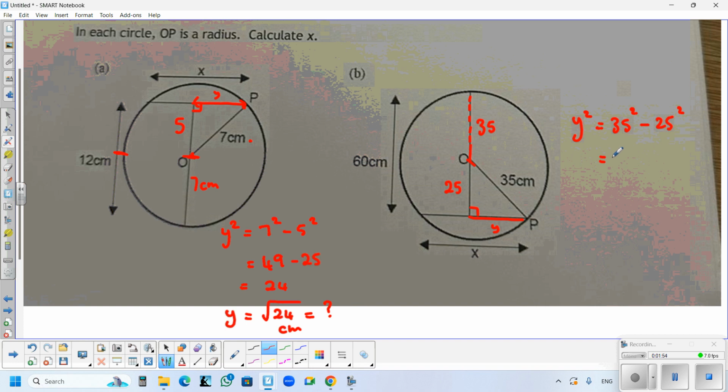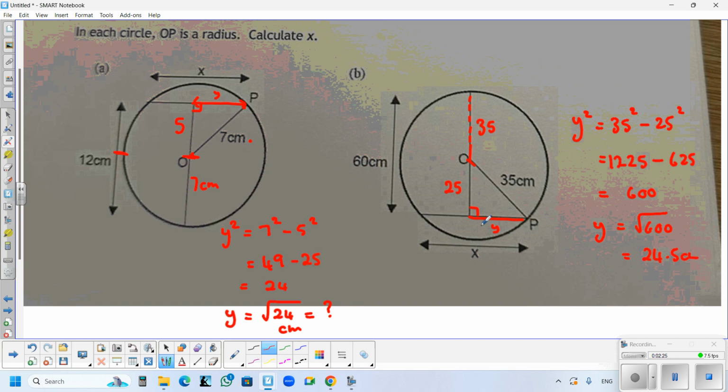35 squared is 1225. 25 squared is 625. When I take them away from one another, I get 600. So y is equal to the square root of 600, whatever that turns out to be. I'll just do this one because I didn't finish the last one. So the square root of 600 turns out to be 24.5 centimetres.